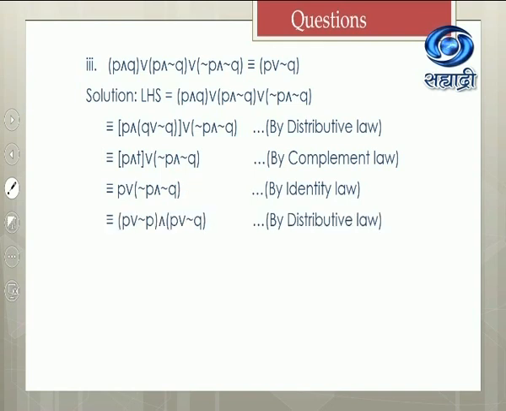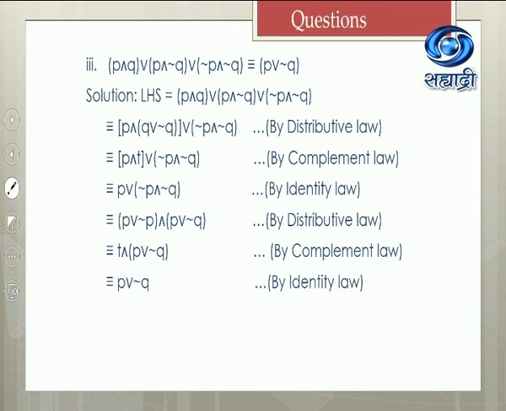Now again we will open up the brackets. By distributive law, what do we get? P or negation P and P or negation Q. So P or negation P is again T and P or negation Q. T with any statement gives you the statement itself by identity law. So P or negation Q, this is your RHS, and hence the statement is proved that P and Q or P and negation Q or negation P and negation Q is equivalent to P or negation Q.